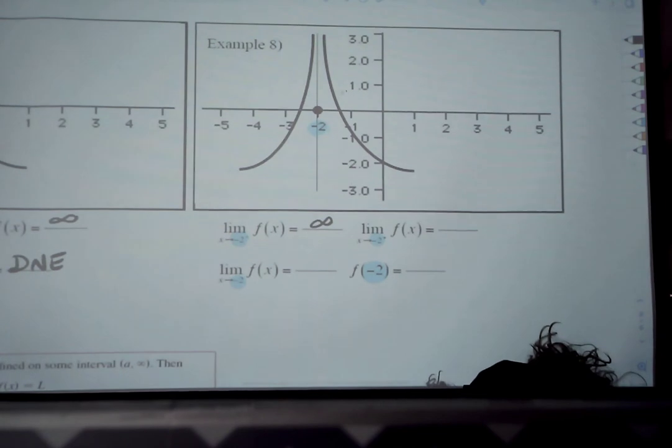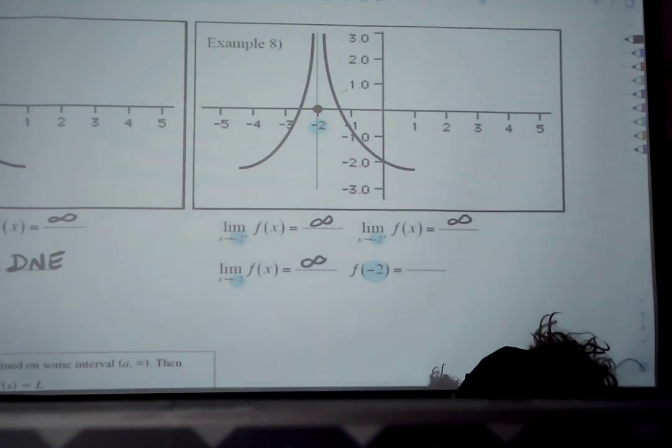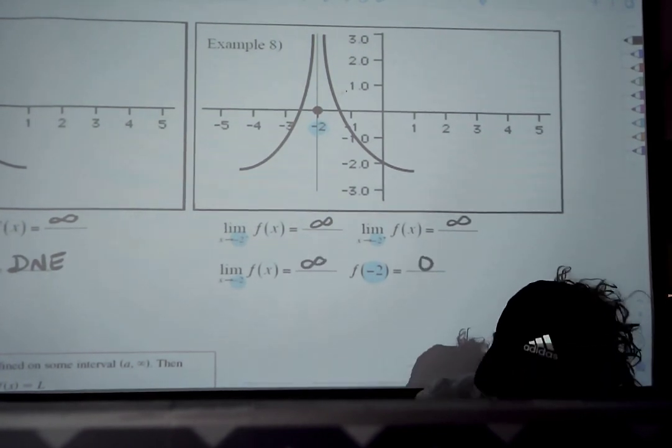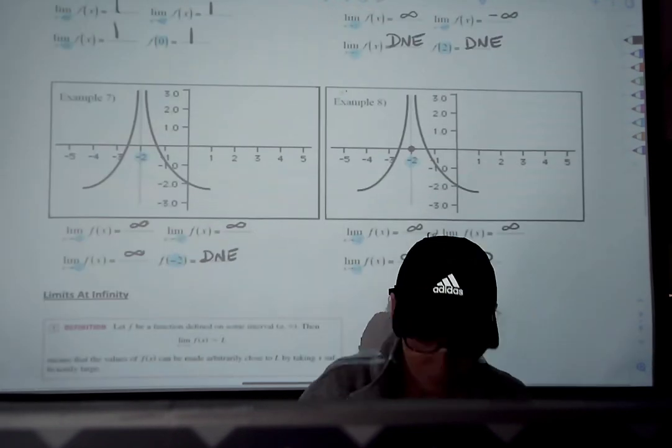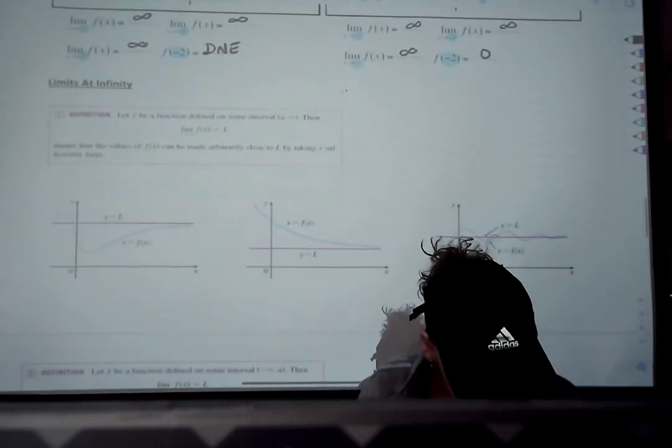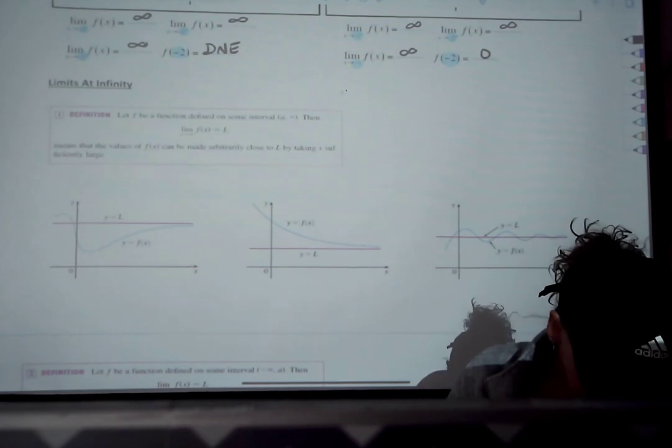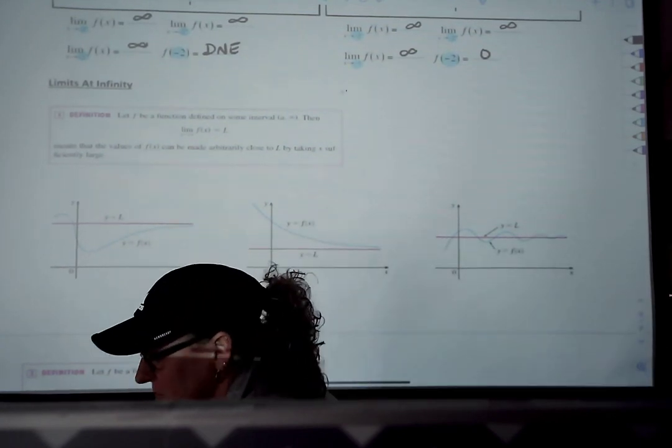From the left, from the right, do they match? Is there a point there? Yes, there is. Alrighty, one more thing. Check this out.